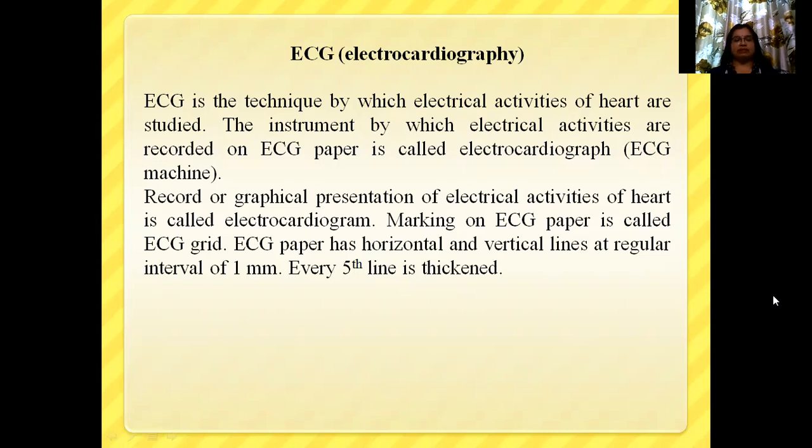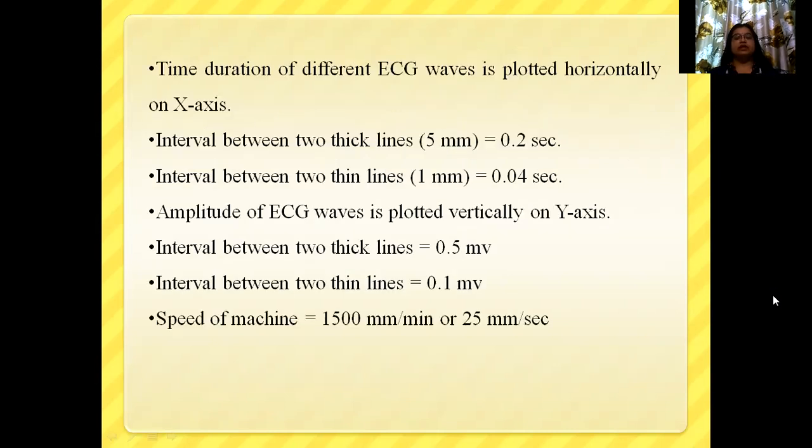Marking on ECG paper is called ECG grid. ECG paper has horizontal and vertical lines at regular intervals of 1 mm. Every fifth line is thickened. Time duration of different ECG waves is plotted horizontally on the x-axis. Interval between two thick lines, meaning the 5 mm gap, we assume as 0.2 second. Interval between two thin lines, meaning 1 mm, is equal to 0.04 second.